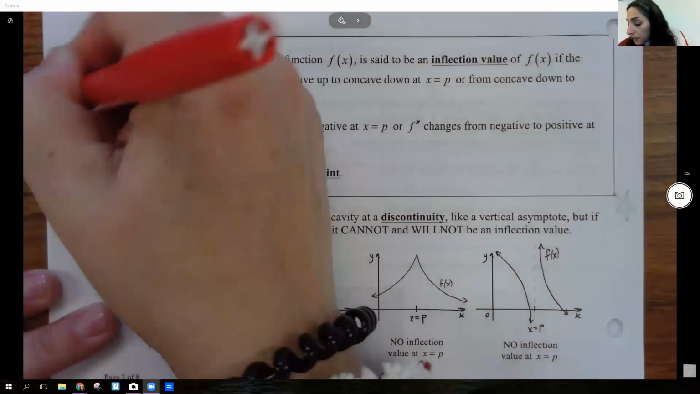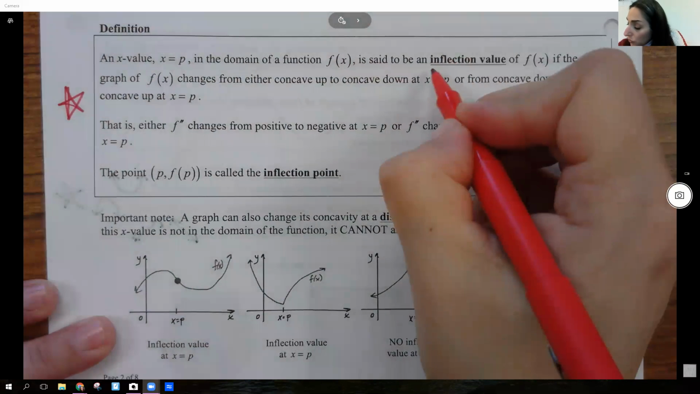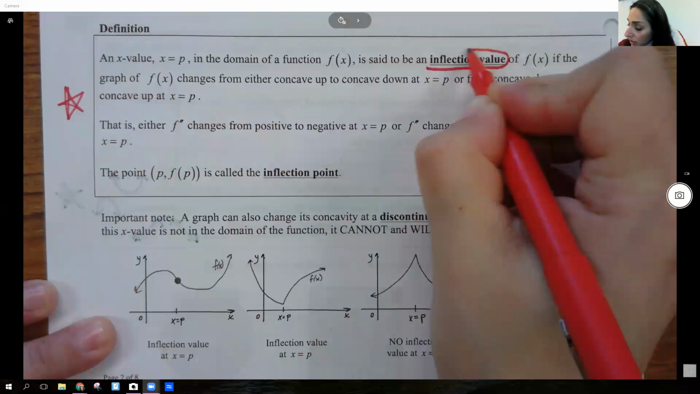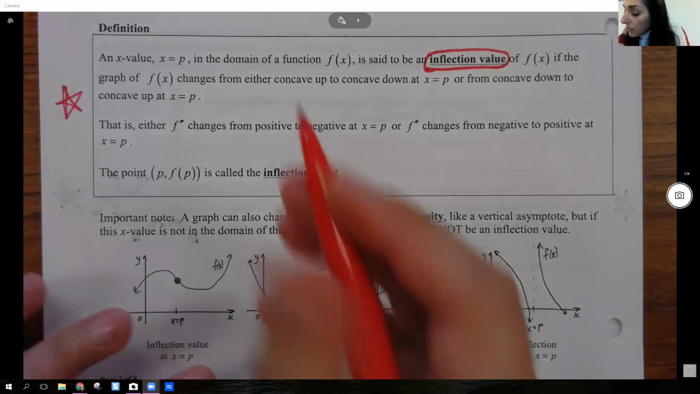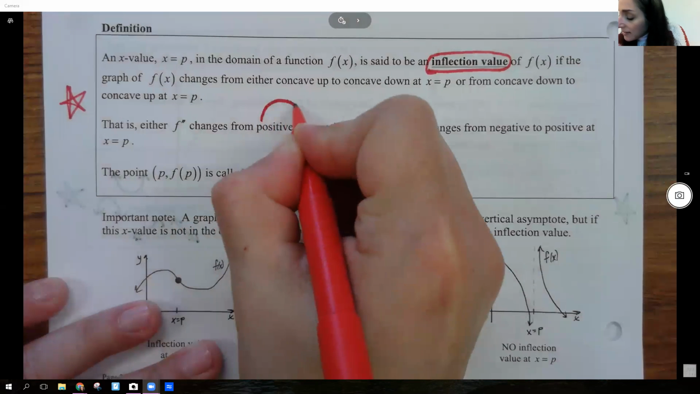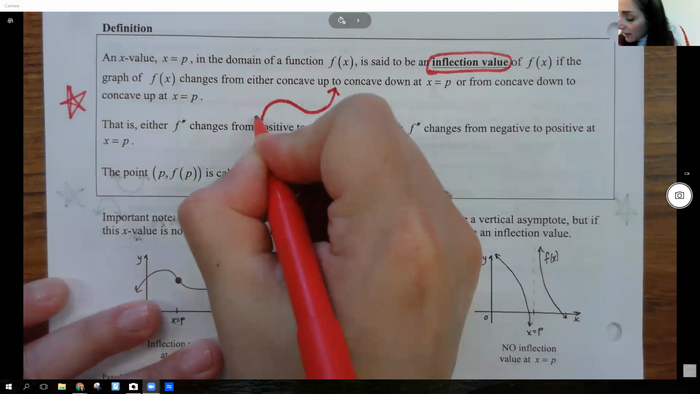So this is important. We have this new vocabulary called an inflection value. Not reflection, but inflection. An inflection value is when a graph changes concavity. So it goes from concave up to concave down or vice versa, okay? So you've got some examples down in the bottom. The most common one is like if you have something like this and then it goes like that.